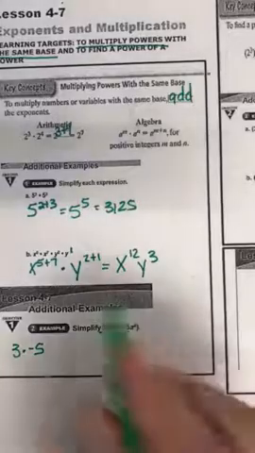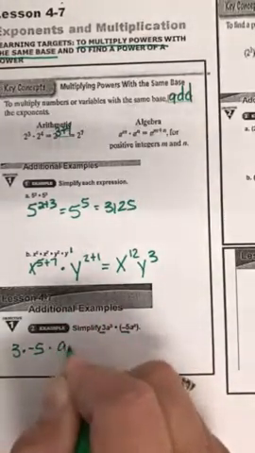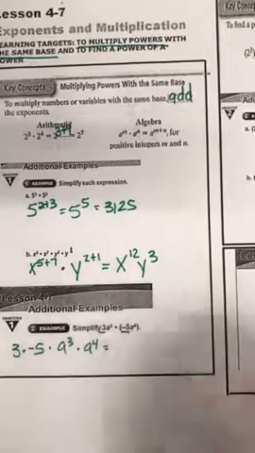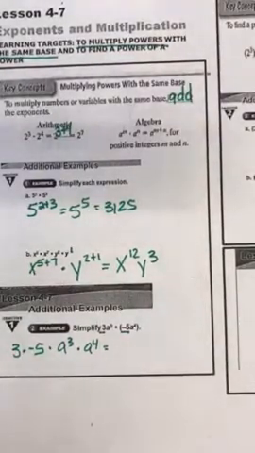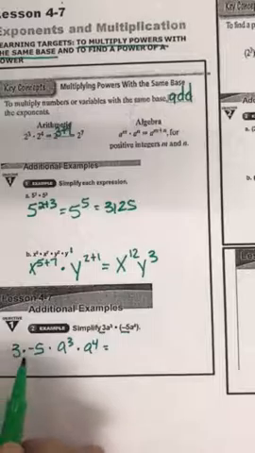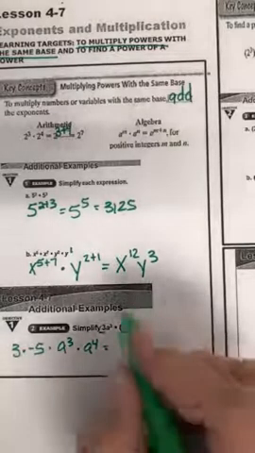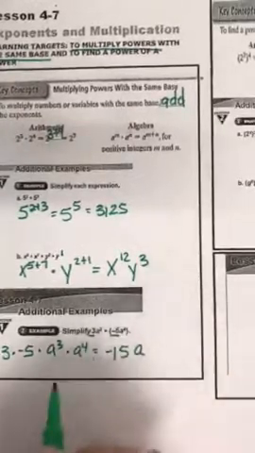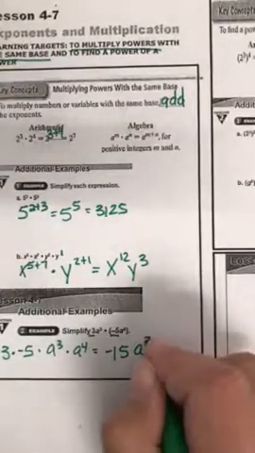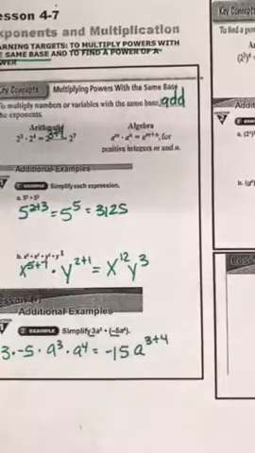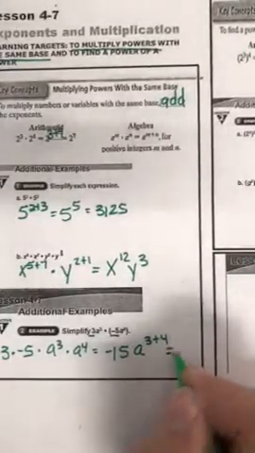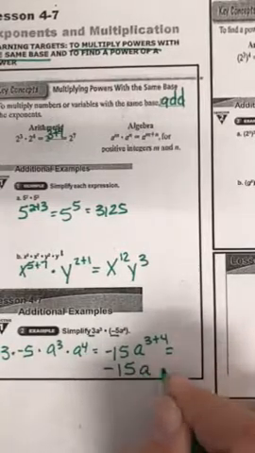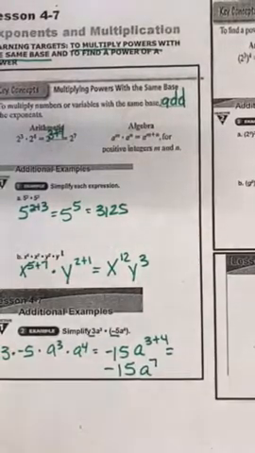Then we have for our a's, we have a to the 3rd times a to the 4th. Now we can use our rules that we have. So 3 times negative 5 gives you negative 15. And our common base is the a. We have a 3 exponent plus our 4 exponent. Our final answer is going to be negative 15a to the 7th. And we're all done. That's it.